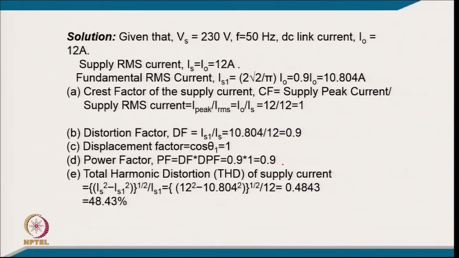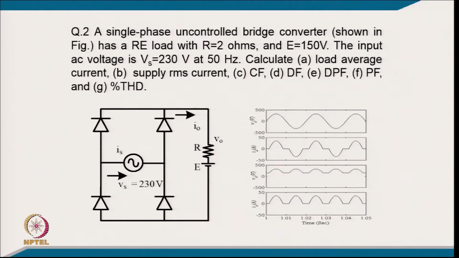So, it is 0.9. And the total harmonic distortion of the supply current is typically the square root of IS square minus IS1 square, divided by IS1. So, keeping the values in this, it comes 0.4843. So, it is 48.43 percent total harmonic distortion of this square wave.